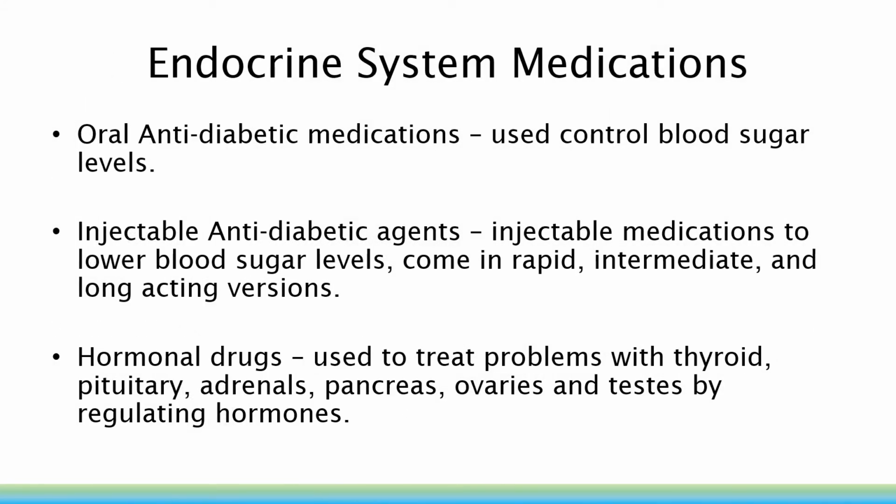Endocrine system medicines. This includes oral anti-diabetic medications used to control blood sugar levels, injectable anti-diabetic agents. Injectable medications to lower blood sugar levels come in rapid, immediate, and long-acting versions. Hormonal drugs used to treat problems with the thyroid, pancreas, ovaries, testes by regulating the various hormones.